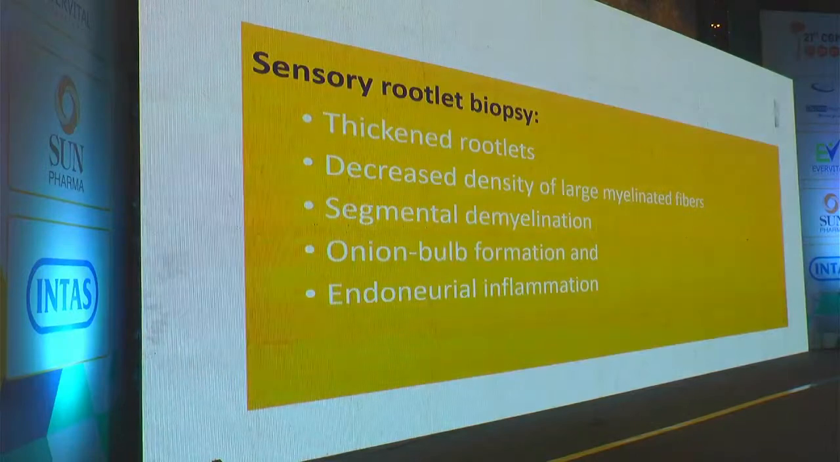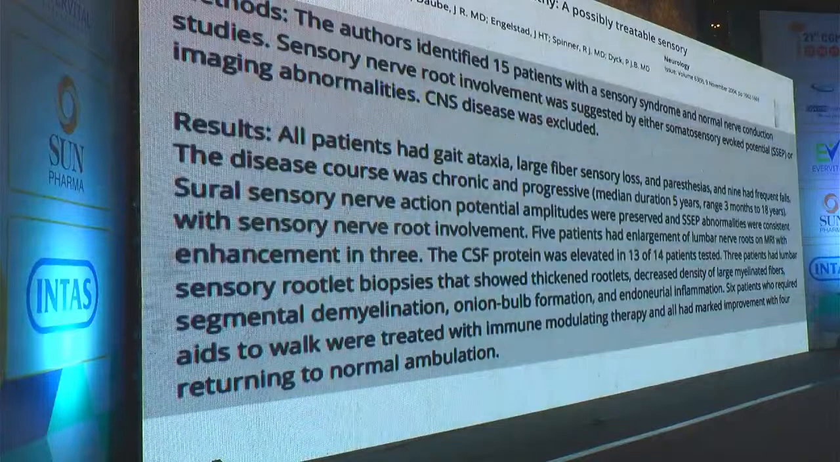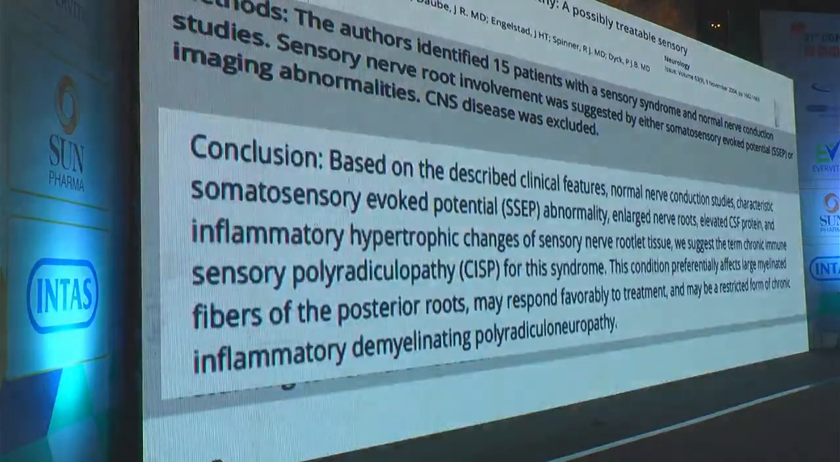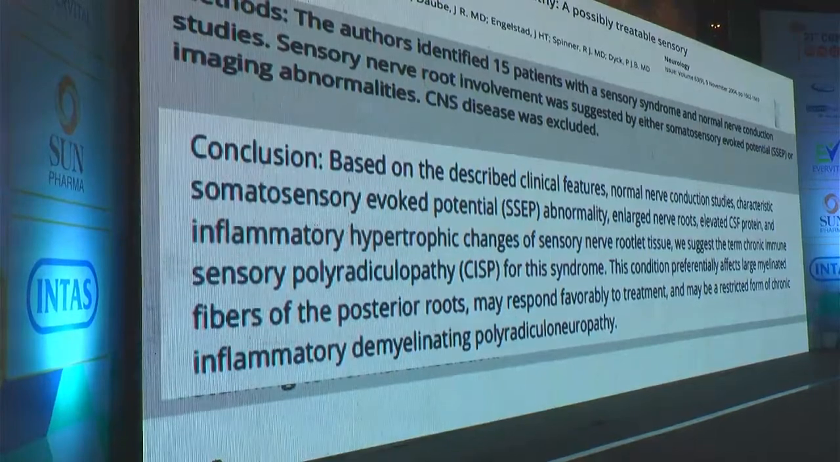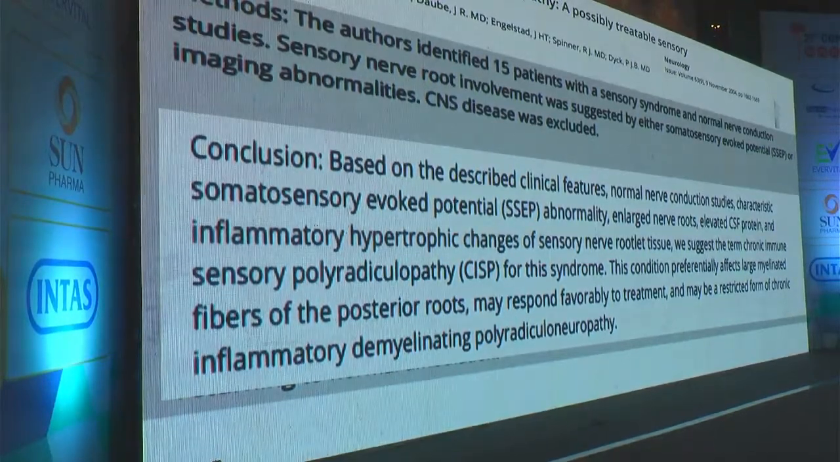Usually we don't go for nerve roots biopsy, but if you do the nerve roots biopsy, that will show the thickening of the roots along with segmental demyelination, and in 50 to 60% of cases, onion bulb formation. So it is a treatable entity. We should keep this differential diagnosis whenever someone presents to us with a sensory ataxia with a normal NCS.